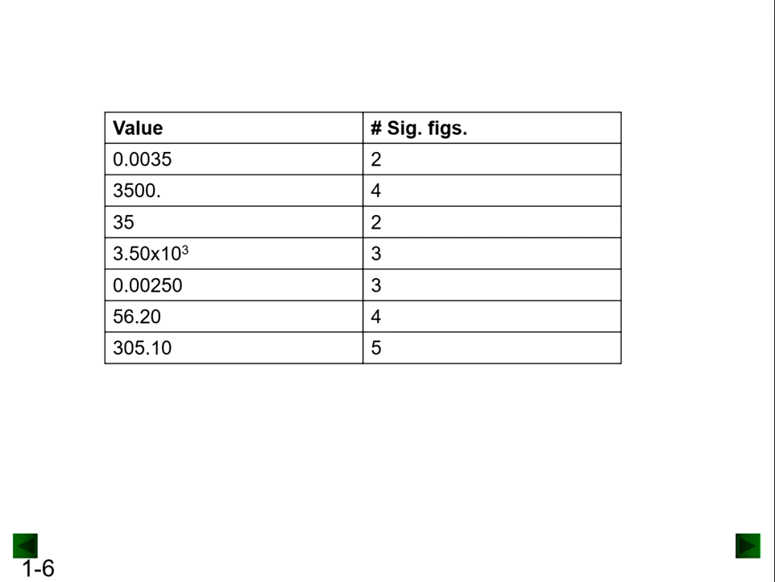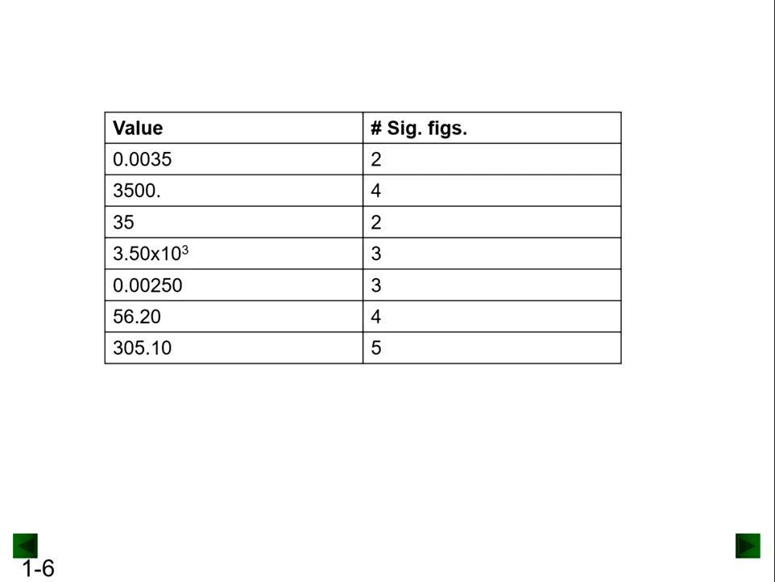Now the next numerical value is 3,500 with a decimal place. That decimal place indicates that everything to the left of the decimal is significant. And so in this case, there are 4 significant figures. Next up, the number 35. Two numbers, even without a decimal place, they're both significant. We have 2 significant figures. Now, if we want to indicate 3,500 with 3 significant figures, we need to write it as follows: 3.50 times 10 to the third. That would have 3 significant figures.